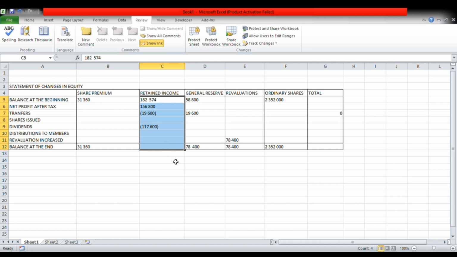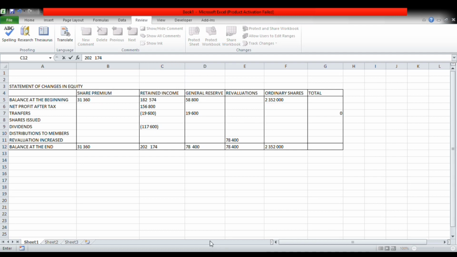So the balance at the end is going to be 202,174. We are done with the share premium, retained income and revaluation. So I think we are done with everything here.